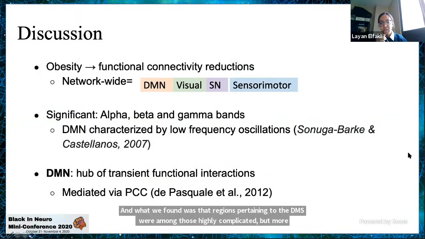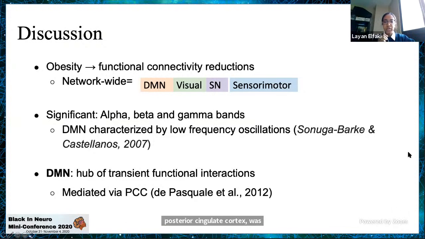In summary, we found that obesity resulted in functional connectivity impairments, which spanned networks. So impairments within the DMN, as well as between the DMN and external networks, such as the visual, the salience, and the sensory motor network. We also observed these significantly impaired functional connectivity patterns in the alpha, the beta, and the gamma bands. This aligns with findings of previous studies implicating these oscillatory frequencies with internally directed tasks.